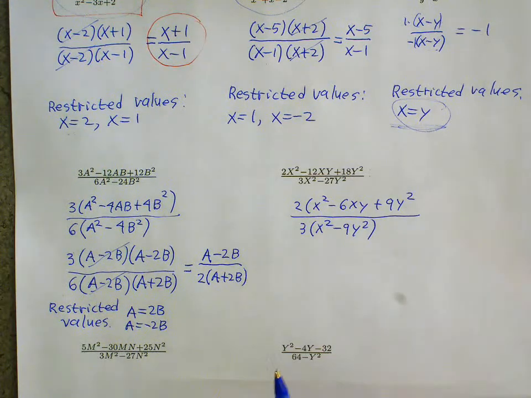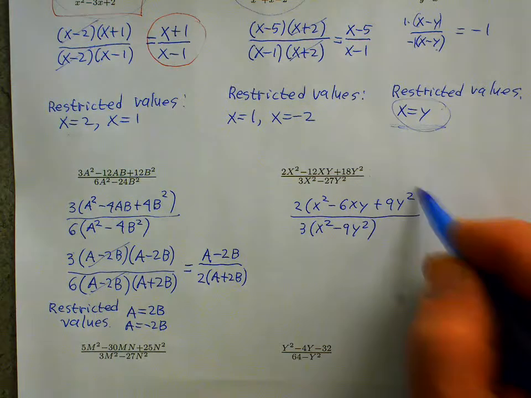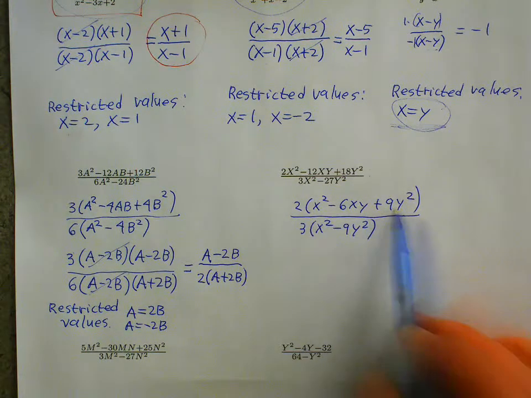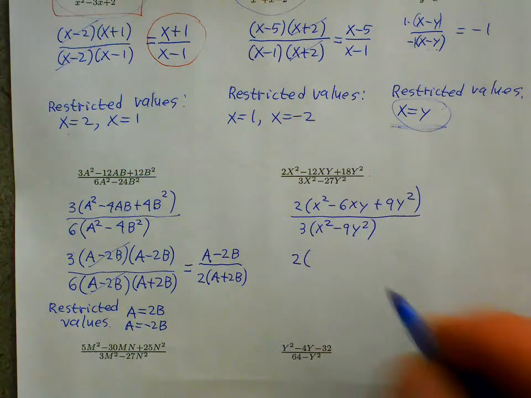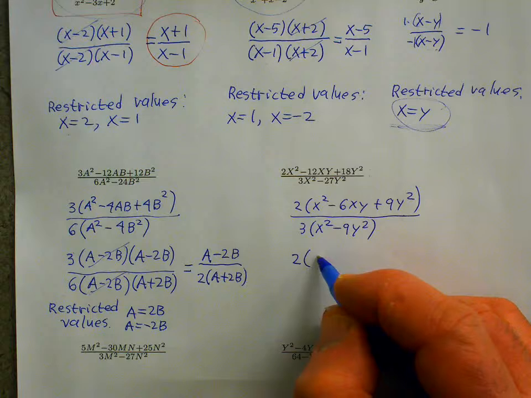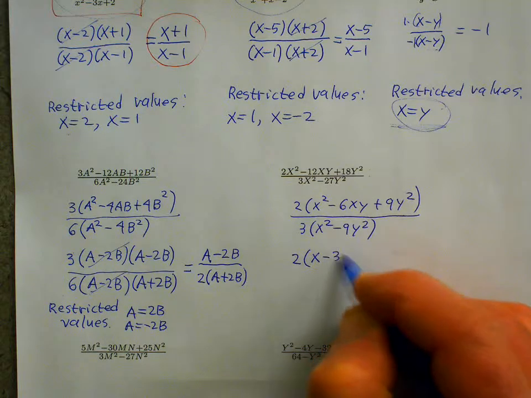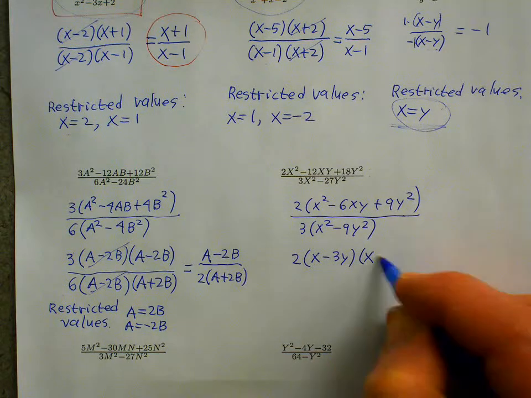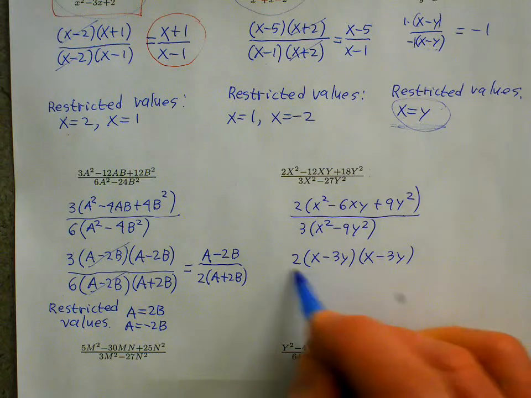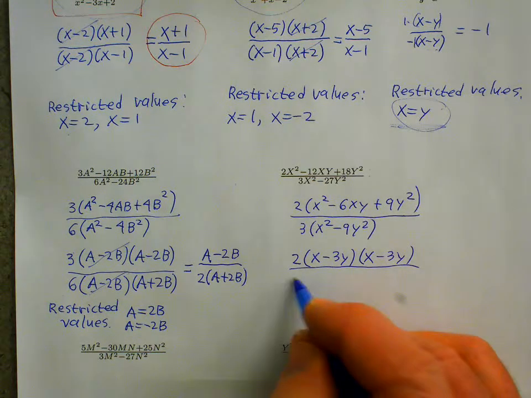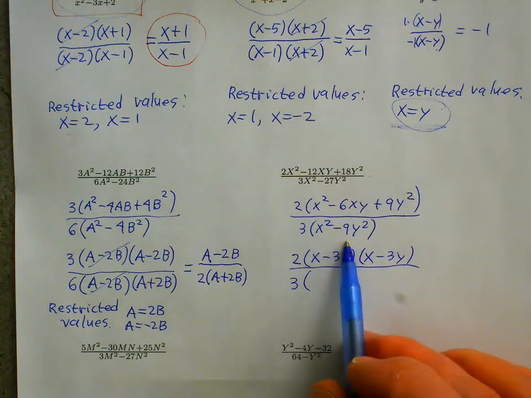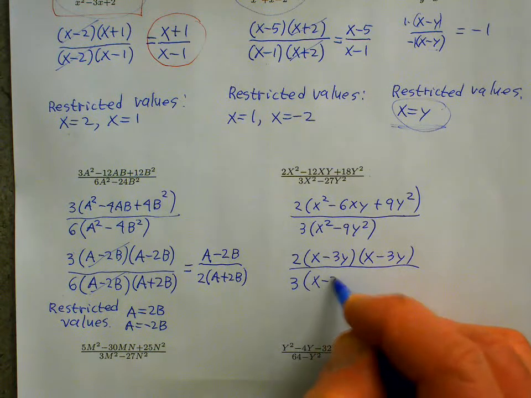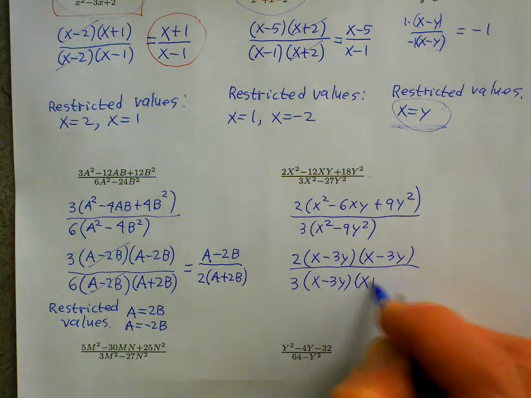2/3 cannot be simplified, but in the numerator, we have a perfect square trinomial. The factors of x squared minus 6xy plus 9y squared are x minus 3y and x minus 3y. And in the denominator, we have 3 times a difference of squares. So this one is x minus 3y times x plus 3y.